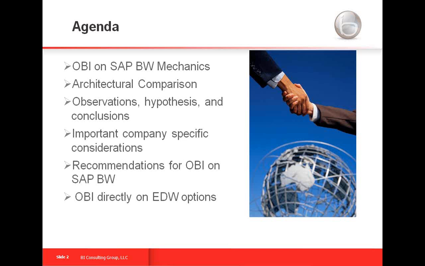To get started, I'll tell you a little bit about our agenda. We're going to first talk a little bit about OBIEE on SAP BW and just the basic mechanics of how that works. Then we're going to do an architectural comparison, comparing a standard implementation to one that's done on SAP BW. At that point, we're going to share a few observations. We've got a hypothesis and a few conclusions based off of that. And then we're going to talk about some important company-specific considerations that you might want to consider with your own companies before moving forward and making any decisions.